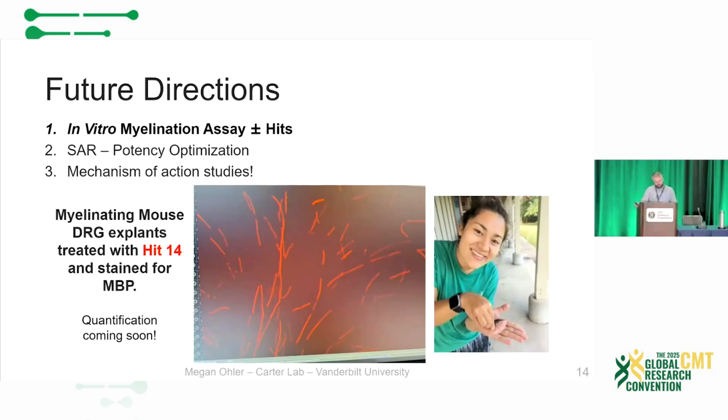And what I'll leave you off on is what we're currently working on. What you see down here are DRG explant cultures. This is an iPhone picture taken of a computer screen. We are still in the early stages of optimizing this, but DRGs treated with this compound seem to be able to reliably form myelin, as shown by the MBP staining here.